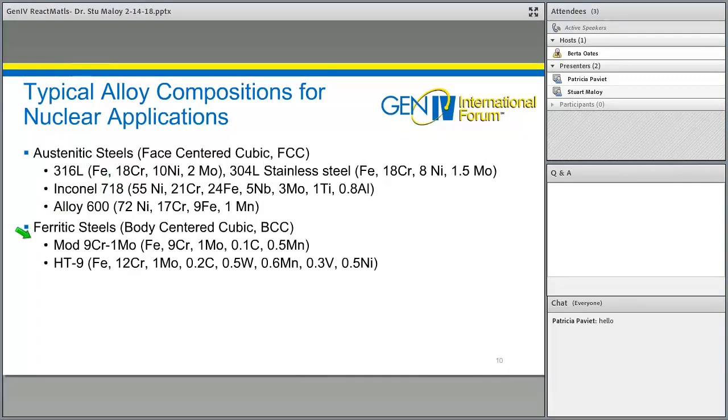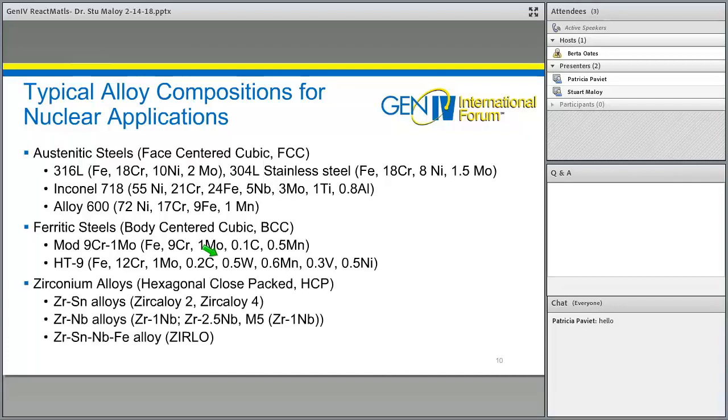Ferritic steels, which also have significant applications to nuclear reactor components, have a body-centered cubic crystal structure, and typical alloys are those such as modified 9-chrome 1-moly, which is a high chrome, but you can see there's no nickel in the alloy, so you don't stabilize the austenitic phase, and it's a fully ferritic alloy. And HT9 as well has higher chrome than modified 9-chrome 1-moly, but also about 0.2% carbon. And that's how you get a ferritic martensitic microstructure within those materials.